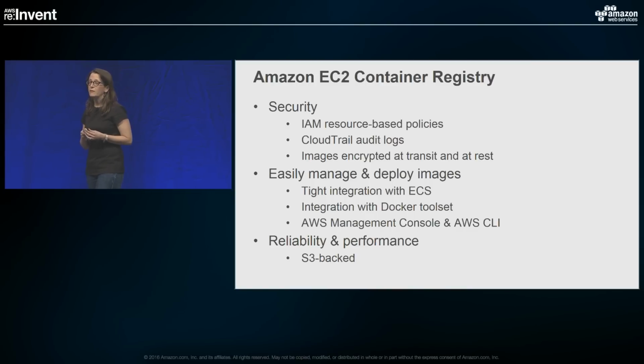And the EC2 container registry has a lot of benefits. You can set up security with IAM, and it integrates with CloudTrail, so you can see any actions on your registry. You can very easily manage and deploy your images. It has very tight integration with ECS, so you can deploy your images directly from ECR to ECS. And it has integration with the Docker toolset. And most importantly, it's backed by S3, so it's highly available, reliable, and durable.